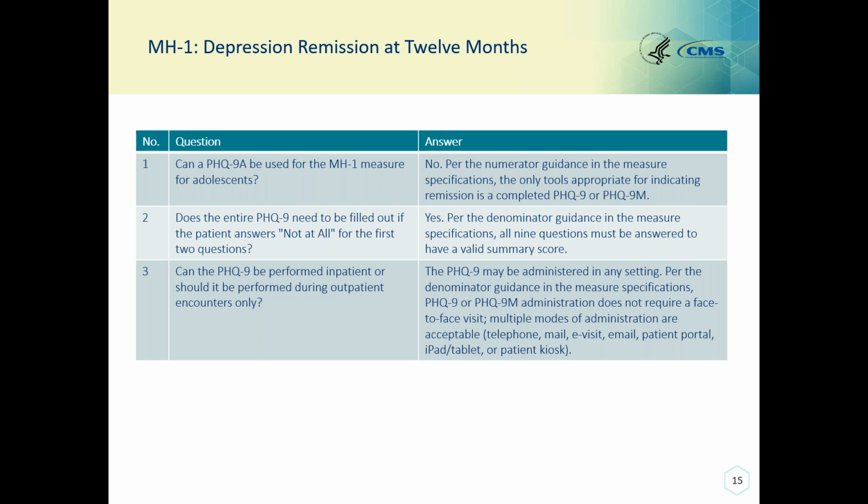Question 2, does the entire PHQ-9 need to be filled out if the patient answers not at all for the first 2 questions? The answer is yes. Per the denominator guidance in the measure specifications, all 9 questions must be answered to have a valid summary score. Question 3, can the PHQ-9 be performed inpatient, or should it be performed during the outpatient encounters only? The PHQ-9 may be administered in any setting per the denominator guidance in the measure specifications.